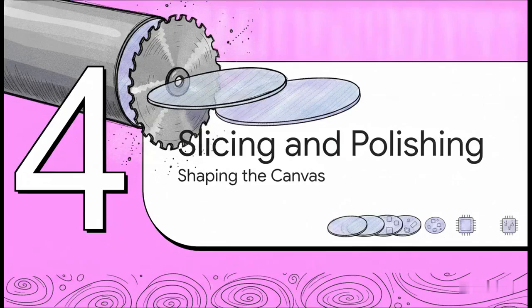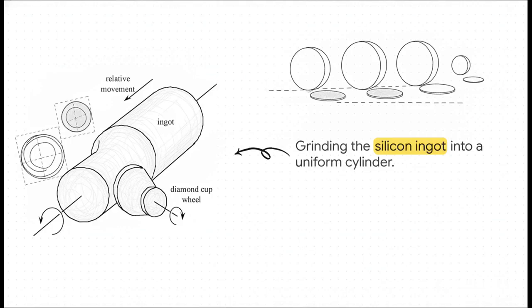Moving on to Section 4, slicing and polishing wafers, shaping the canvas. Obviously, a giant, heavy cylinder doesn't exactly fit into a microchip, so we have to shape it into delicate, paper-thin substrates. Because that extreme high-temperature pulling process leaves slight imperfections on the outer edges, the very first step is grinding the ingot using a diamond cup wheel to make it a perfectly uniform cylinder.